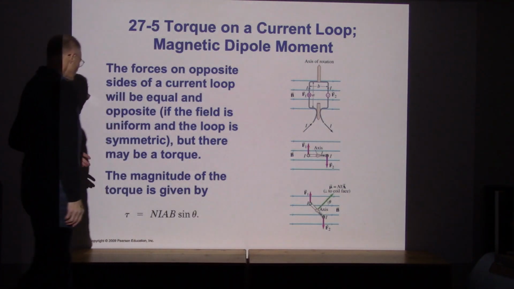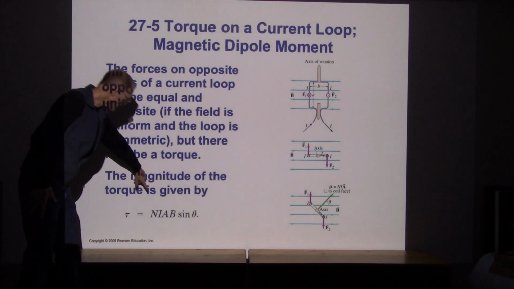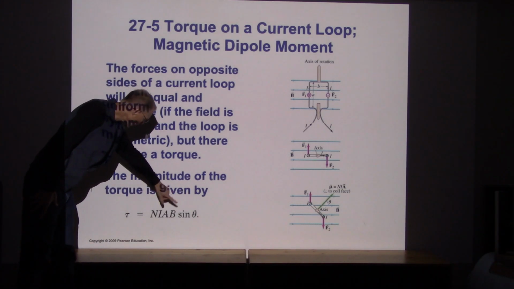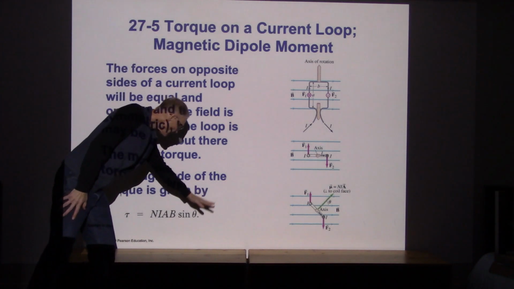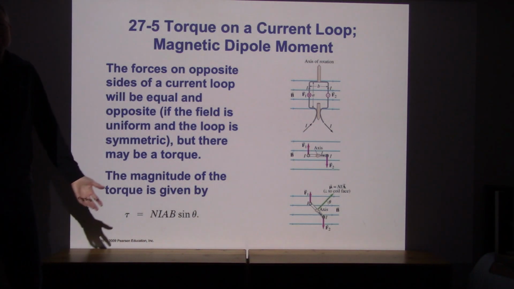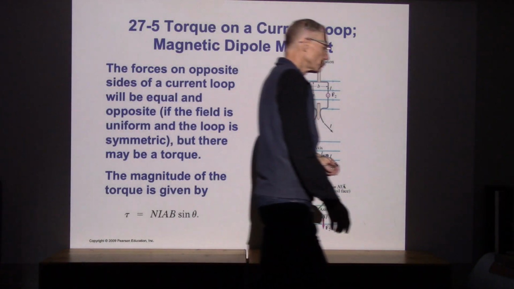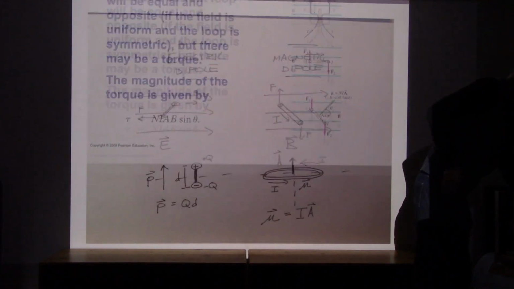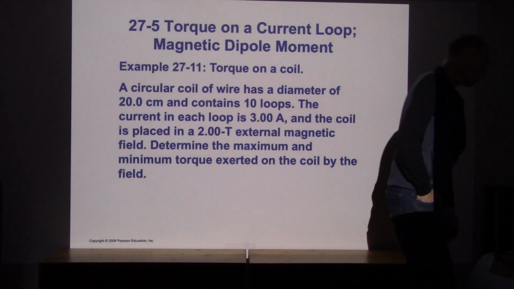As far as the torque calculation, for the example, we can put in those 10 loops, we can put in the however many amps of current we were looking at. We need to calculate the area, we need to know the magnetic field, and then for the angle we can put in 90 degrees. So the maximum torque is going to occur at 90 degrees orientation for our magnetic dipole. And that's what we would put into these numbers.